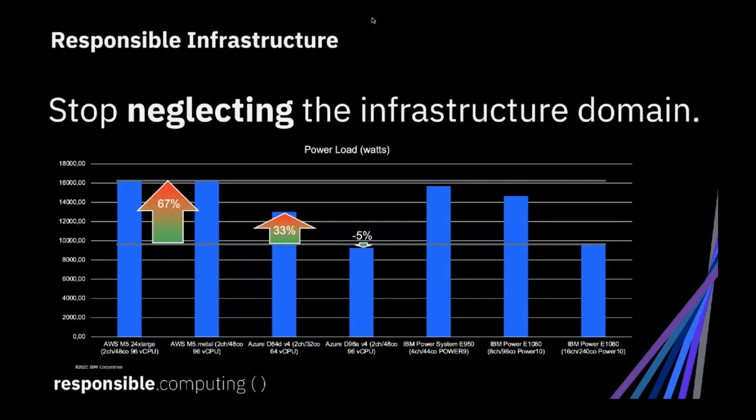The Azure system here, in the middle, the D64, was also not managing to run as many workloads and not managing to achieve the same level of utilization, and therefore it used 33% more energy. In fairness, not all models show that I win every time. The Azure systems were 5% lower on energy than my E1080 in the best case scenario, where they use the biggest of their boxes, D96s, with the new systems from Epic, achieving very much comparable energy levels.